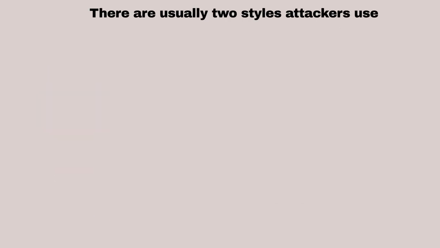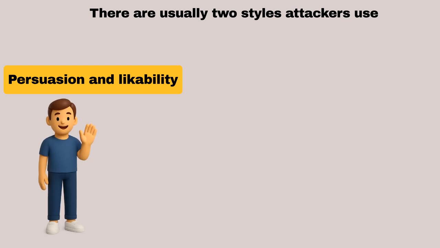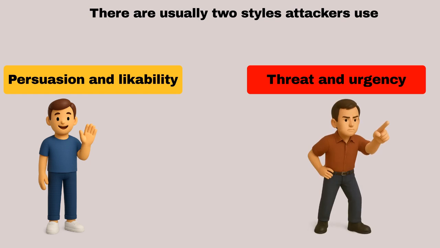There are usually two styles attackers use. The first one is persuasion and likability, saying things like, "This is a normal request, no big deal, I just need a quick favor." And then there's threat and urgency. "Hey, this needs to be fixed now or it's going to impact operations and it'll be your responsibility." The more pressure they apply, the more likely someone is to comply without thinking it through.